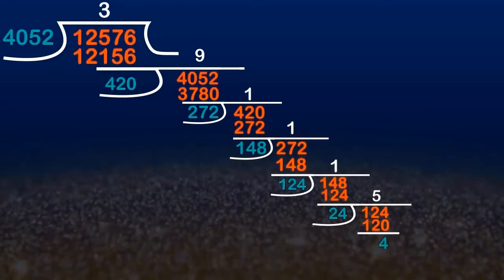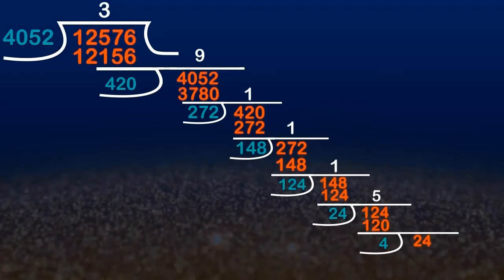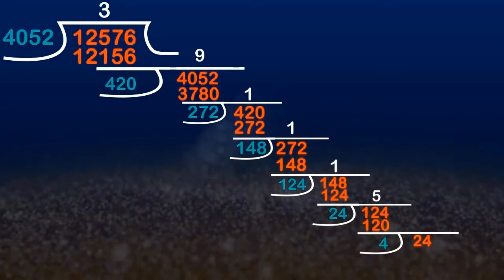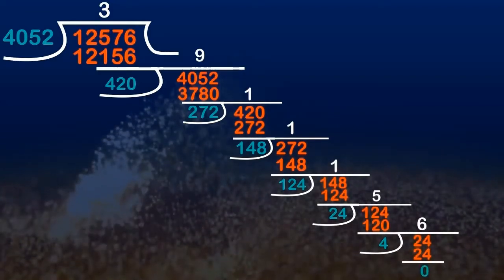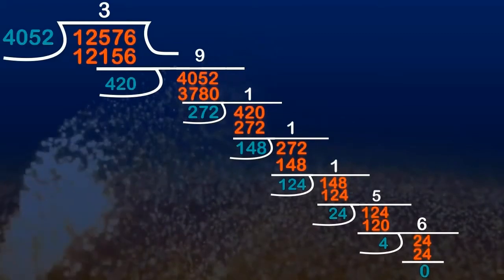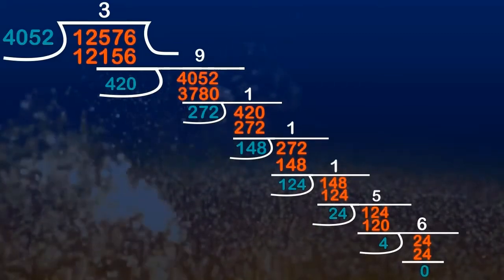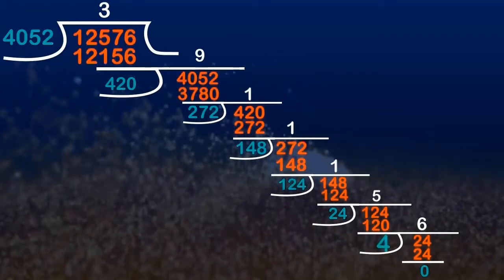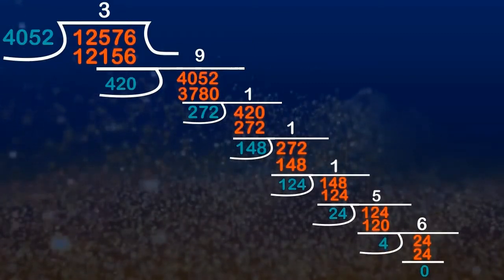We consider new divisor 24 and new remainder 4 and apply the division lemma to get 24 is equal to 4 multiplied by 6 plus 0. The remainder has now become 0, so our procedure stops. Since the divisor at this stage is 4, the HCF of 12,576 and 4,052 is 4.